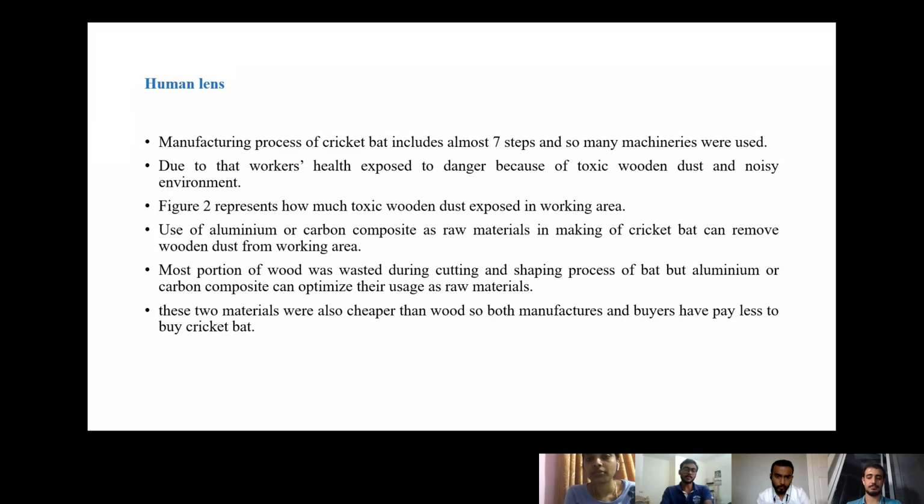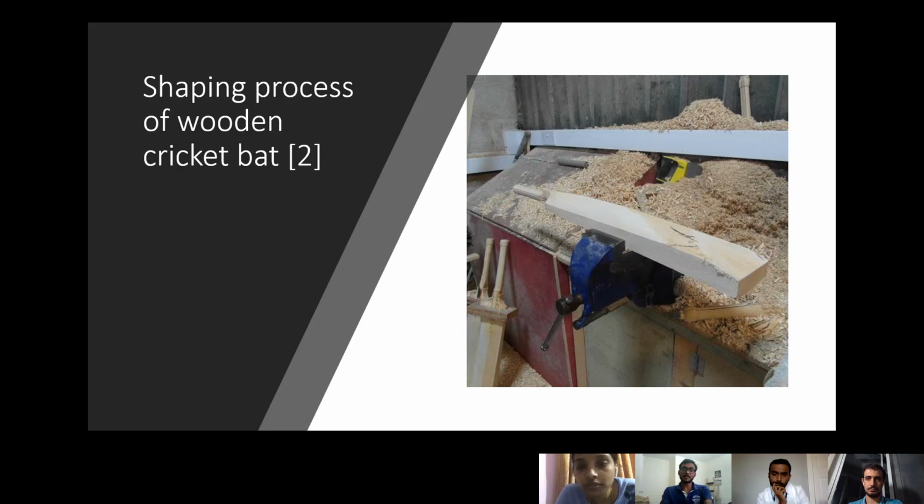Most of the wood was wasted during the manufacturing of the bat. If we use aluminum and carbon composite, their usage as raw materials can be optimized. These two materials are also cheaper than wood, so both manufacturers and buyers have to pay less to buy a cricket bat. Now, figure number 2 shows the amount of wooden dust that can be produced in making just one wooden cricket bat, which is not very healthy for workers.